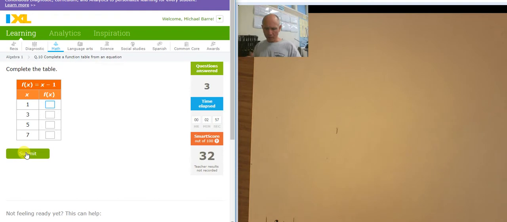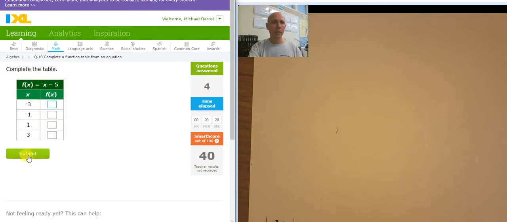All right, so I'm going to start. This one I can do in my head. Okay, so this is 1 minus 1, which is 0. The next one is 3 minus 1, which is 2. The next one is 5 minus 1, which is 4. The next one is 7 minus 1, which is 6. 2, 4, 6. Got a nice pattern going there.